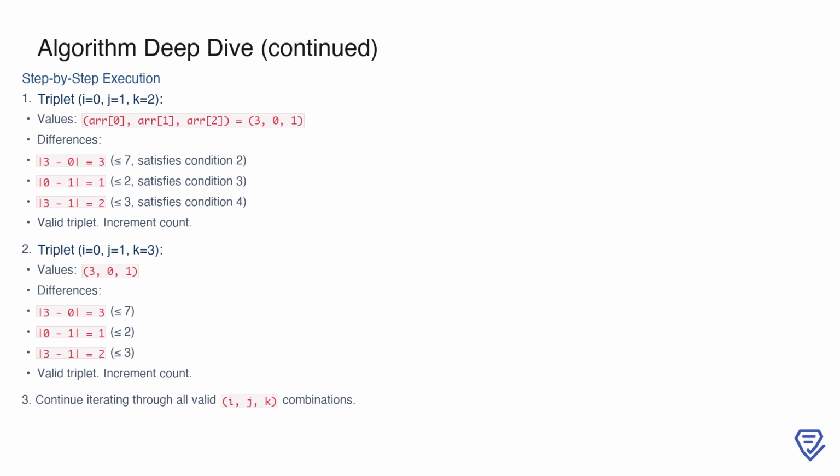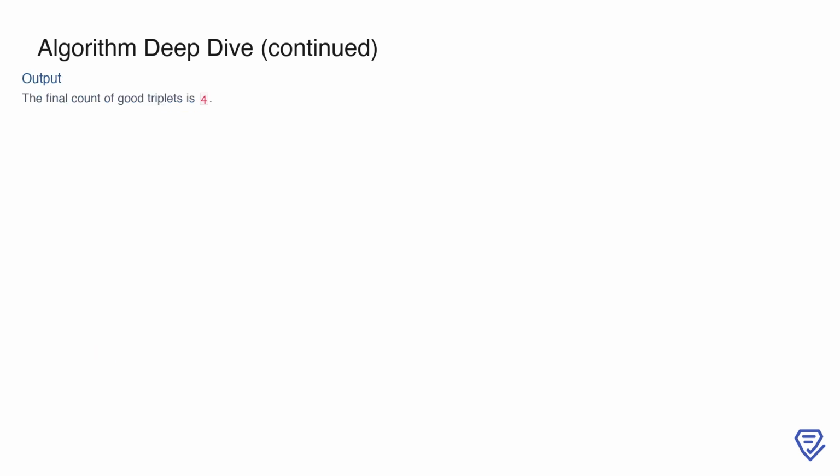This process continues as we evaluate all combinations of indices and verify whether they satisfy the conditions. After iterating through all possible combinations of I, J, K, we find that the total number of good triplets for this example is 4. This final count is returned as the output. While the brute force approach ensures accuracy, it's worth exploring alternative methods for larger datasets to improve efficiency. With this understanding, you now have a clear strategy for solving the count good triplets problem.